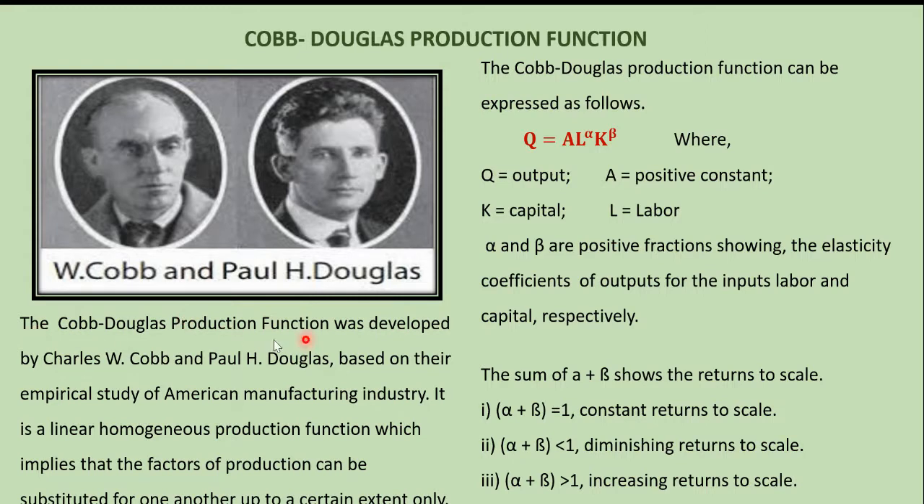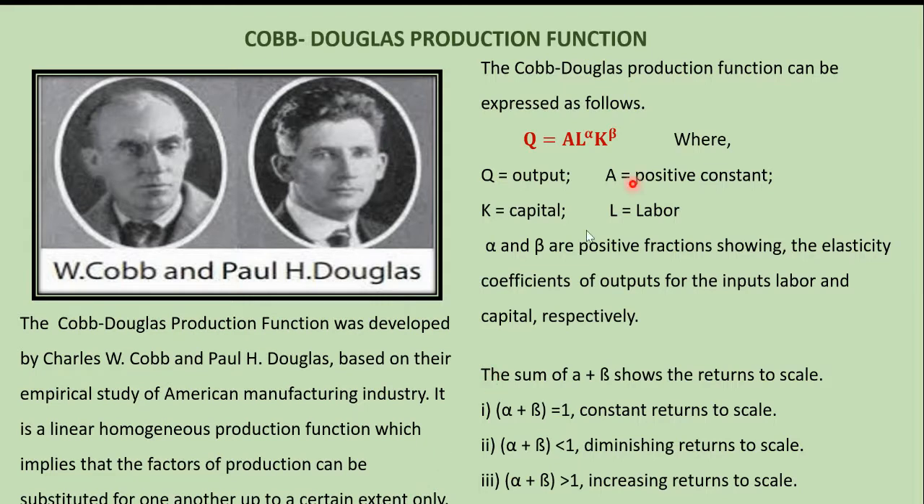The Cobb-Douglas production function was developed by Charles W. Cobb and Paul H. Douglas based on their empirical study of American manufacturing industry. It is a linear homogeneous production function, which implies that the factors of production can be substituted for one another up to a certain extent only.